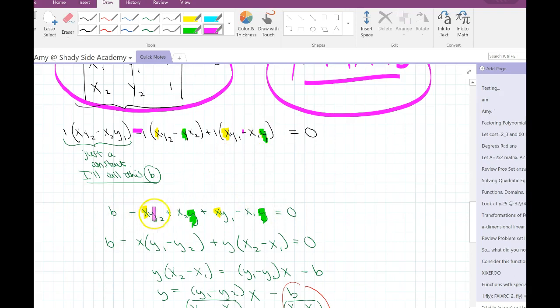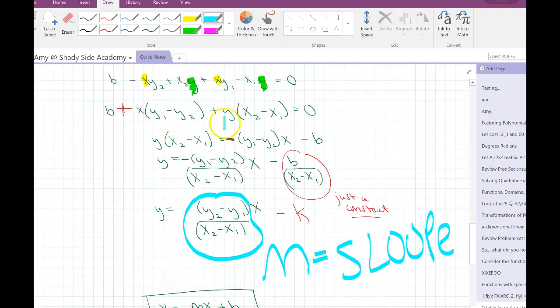And then I combined like terms. Look at that, because this is just xy2 and xy1. When you combine negative xy2 and positive xy1, we get this right here, right? Okay, negative x times y1 minus y2. Whoops, I have a sign swap. Sorry, I just got a sign mistake. This should be positive x. Okay, positive x times the quantity y1 minus y2.